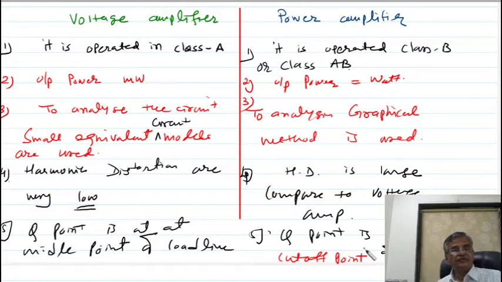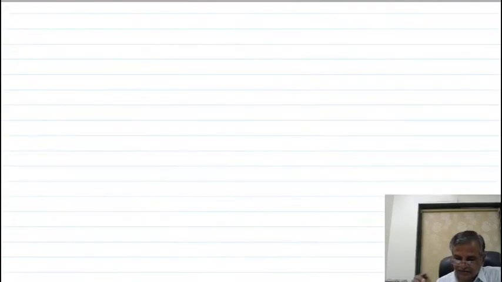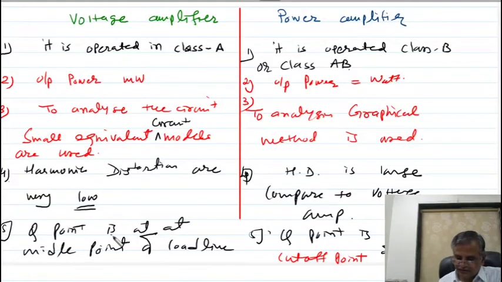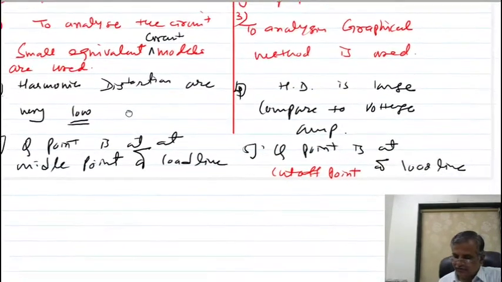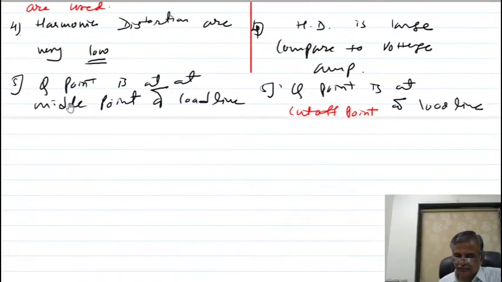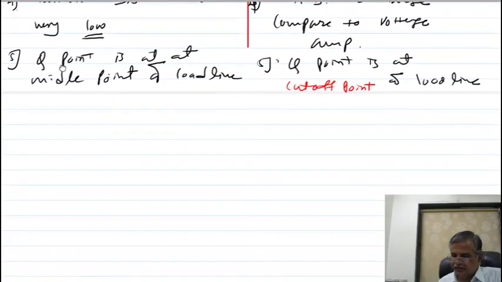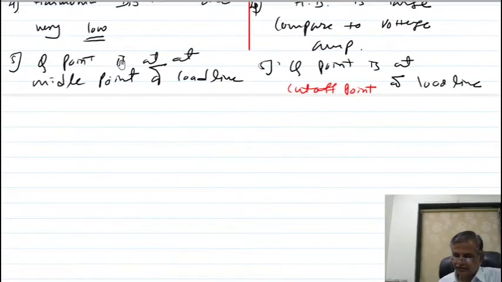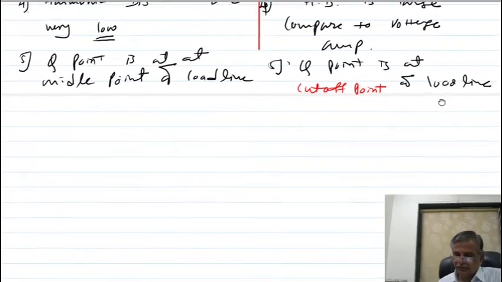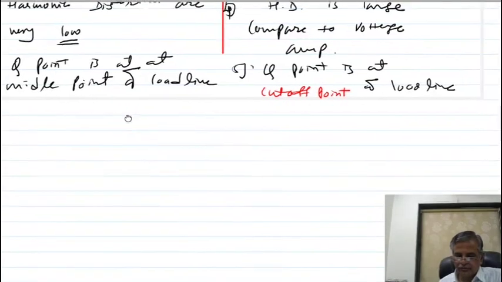Now we are interested to see how you can increase the efficiency of the amplifier. So we are discussing efficiency. See here first again, this is your Q point at the cutoff. It is easily readable now. Fifth difference I have written here. Q point is at the cutoff of the load line. Q point at the middle point of the load line.